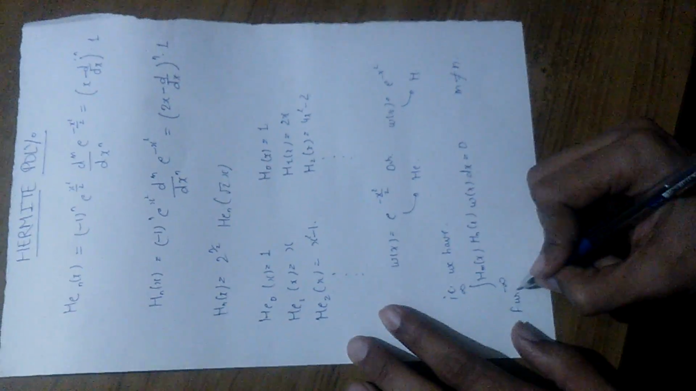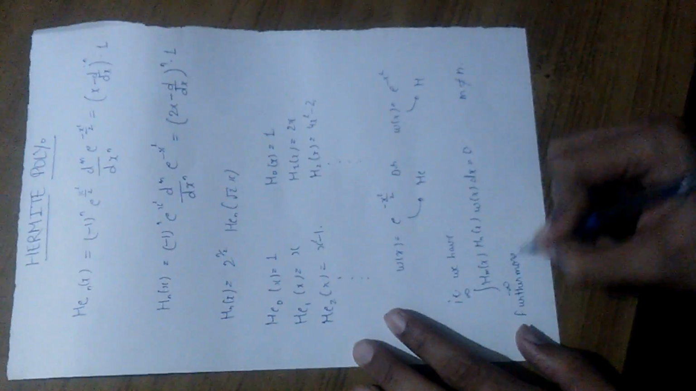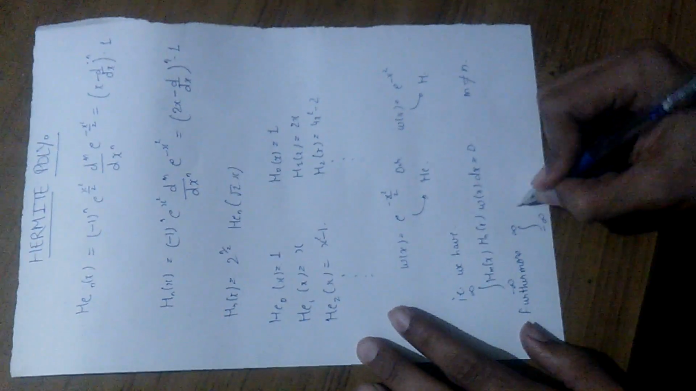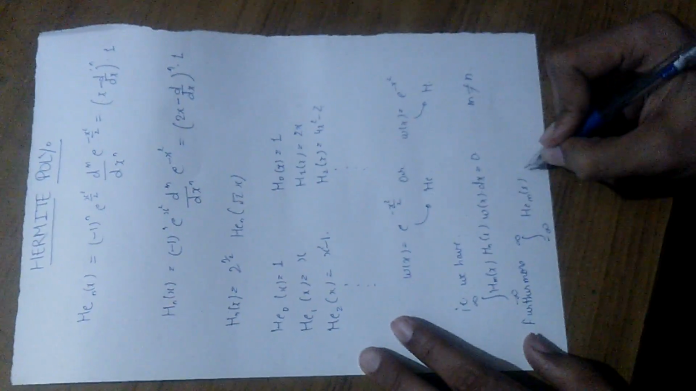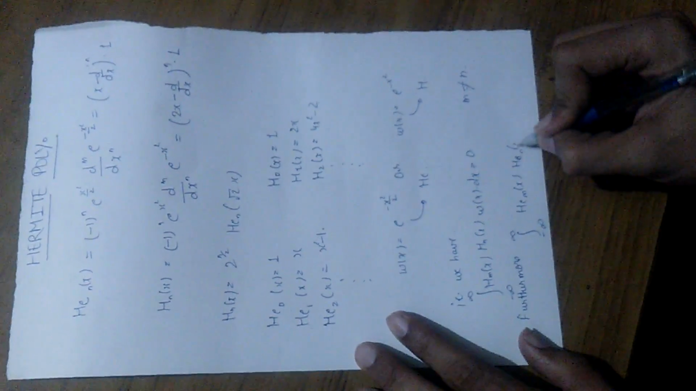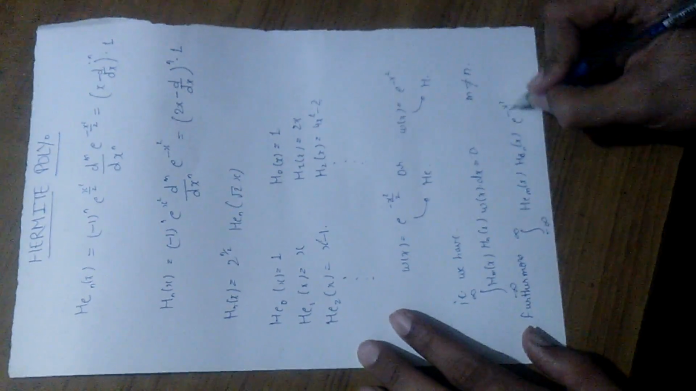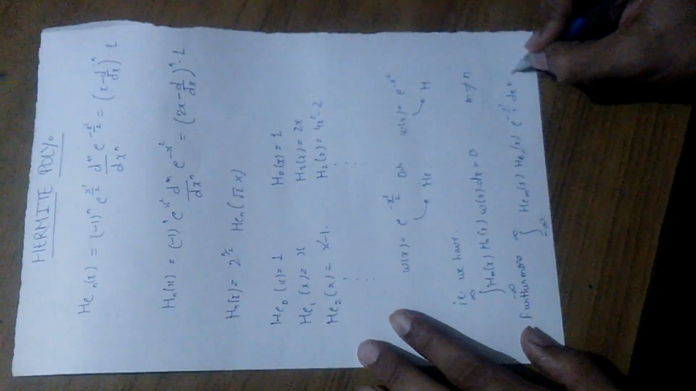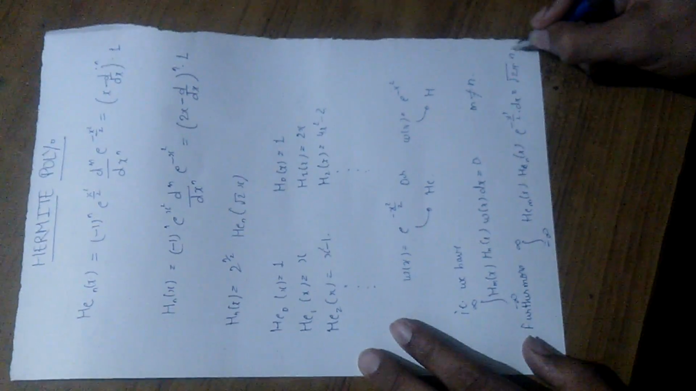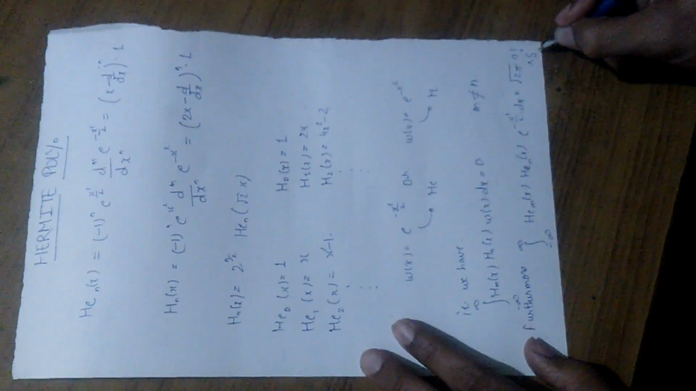Furthermore, the integration from minus infinity to infinity of Hem of x Hen of x e power minus x square by 2 dx is equal to root 2 pi n factorial times delta of mn.